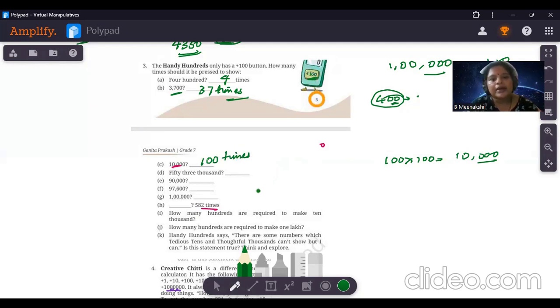Now next is 53,000. So for 53,000, how many times will you press 100? Yes, we have 53,000 this way, but in plus 100, you have 2 zeros. So discard the 2 zeros in 53,000. So you need to press 100 530 times.